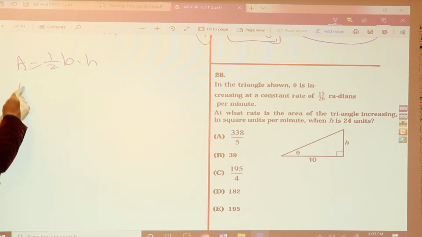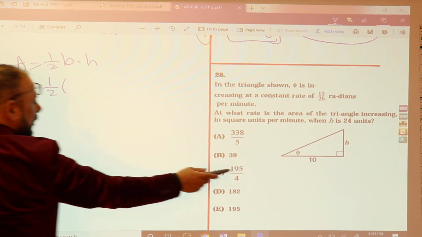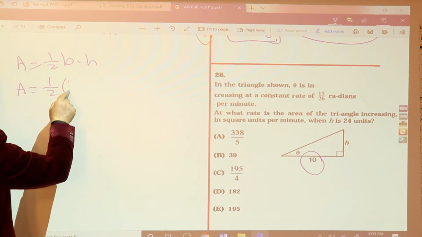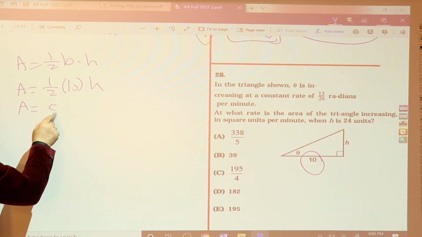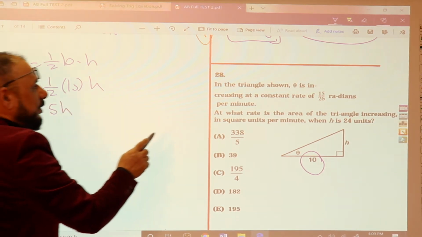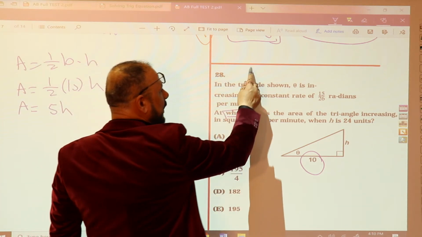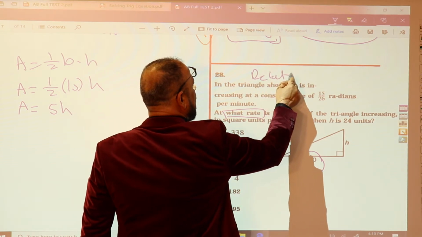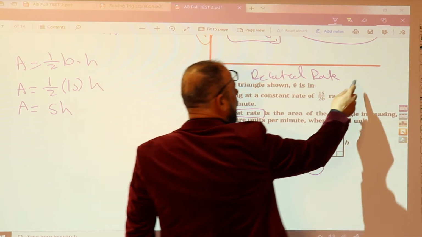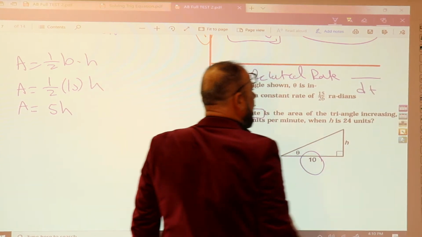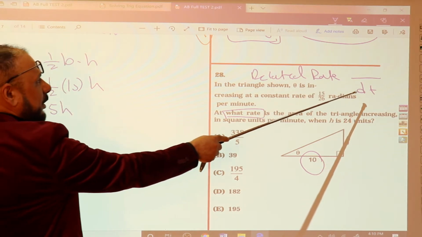And area equal, the base is constant. Look here, the base is how much? The base equals 10, h. Then area equals 5h. Now, since he said at what rate, that means we need a related rate problem. Then I have to derive in terms of dt in the bottom. I have to derive all my terms in terms of what? The time in the bottom.